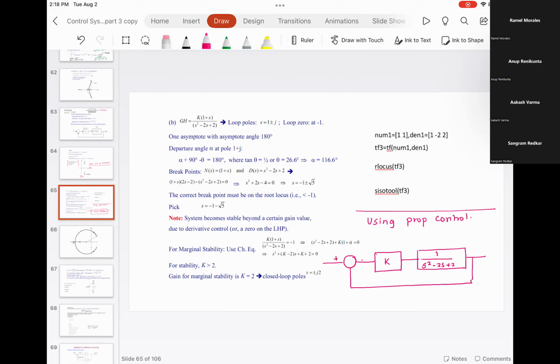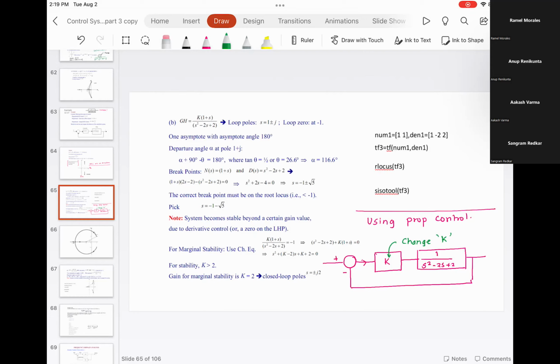So you have plus, you have minus, and what I want to do is change k and see if for certain values of k, my poles go onto the left-hand side of the imaginary axis. Are you with me so far? So this is the proportional control. Are you okay with this block diagram?